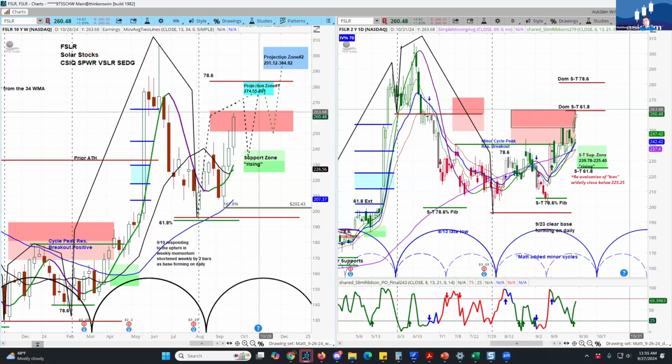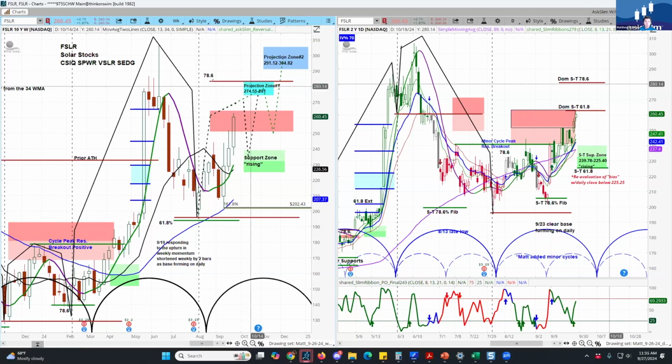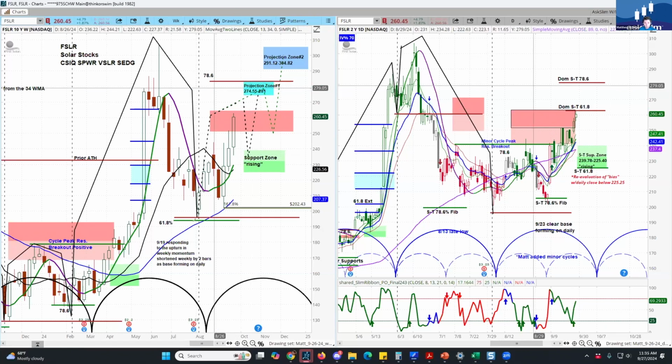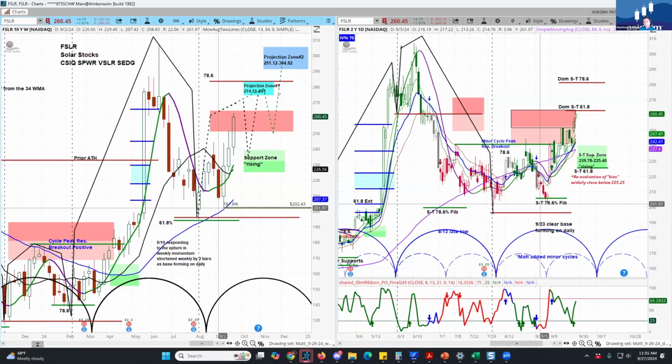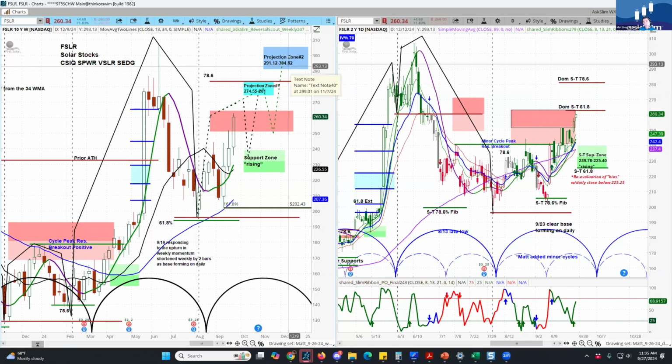One projection zone here from 274.55 to about 281, which would get us near that 78.6 off this intermediate high low retracement, and then have another opportunity for a more aggressive upside projection zone number 2 here, getting us back testing close to that prior all-time high.